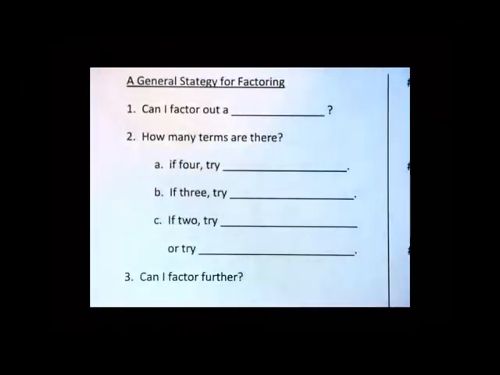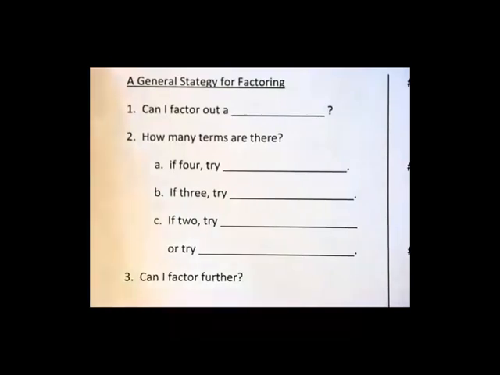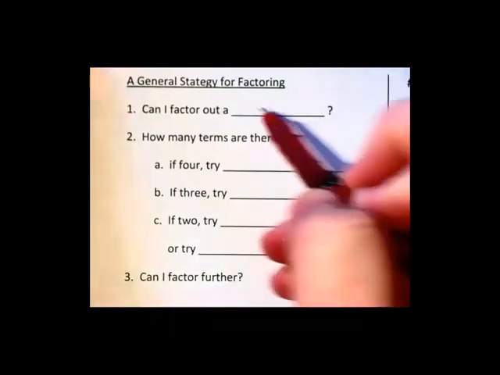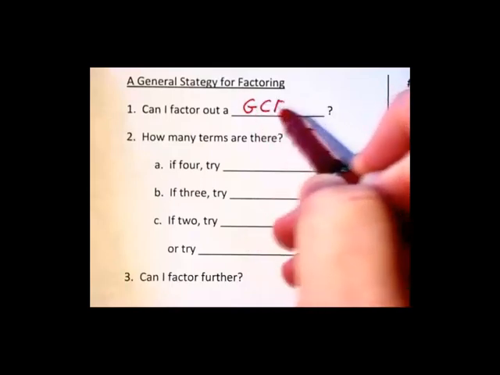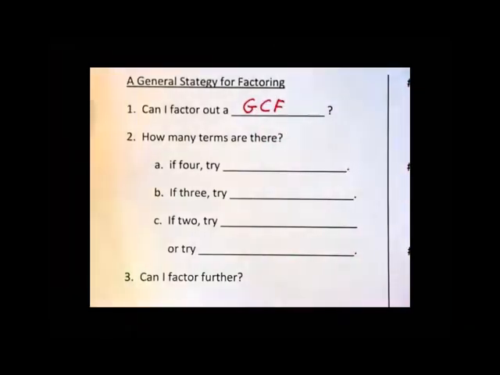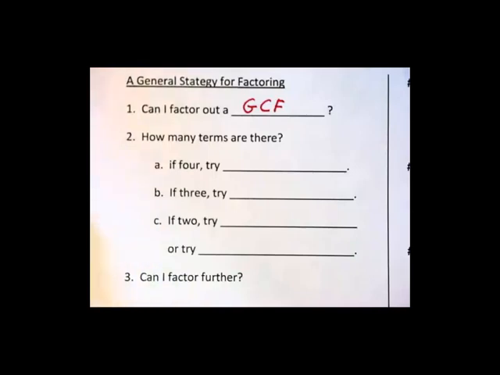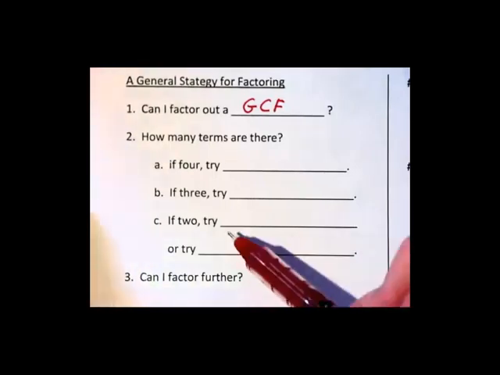Now turn to a general survey of factoring. In general, you always want to ask the question, can I factor out a greatest common factor? That is the most important type of factoring because we have to do it so often, and it always should be the first step every time we try and factor.